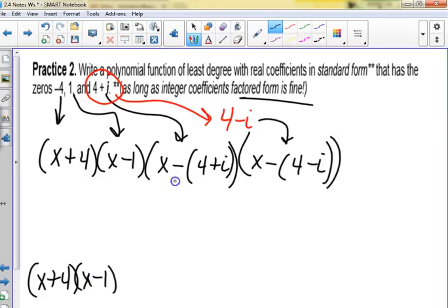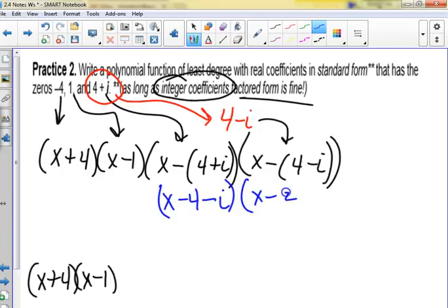But can we leave this mess? Why not? It says integer coefficients. Yes, because it's gross is what I'm telling you. Because it says integer coefficients is why. All right, let's get rid of the extra parentheses. X minus 4 minus i. And this one? Minus 4 plus i. Okay, ready for some fun distributing?